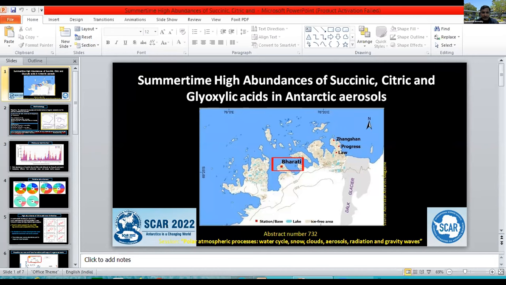Here I showed all the chemical composition, this molecular distribution of all the organic acids. You can see here, this is the oxalic acid. And we found the high abundance of succinic acid, as well as the citric acid, as well as the glyoxylic acid. This high abundance of succinic and citric acid is completely different from the molecular distributions compared to the continental urban aerosols, as well as the remote marine aerosols. So this typical molecular distribution indicates the importance of biogenic emissions over the coastal Antarctic.